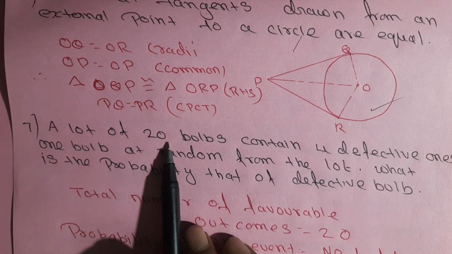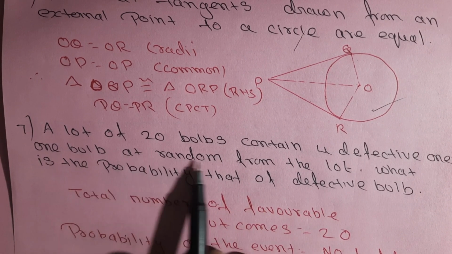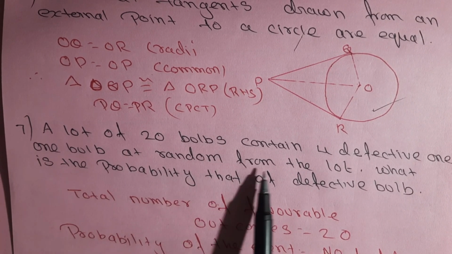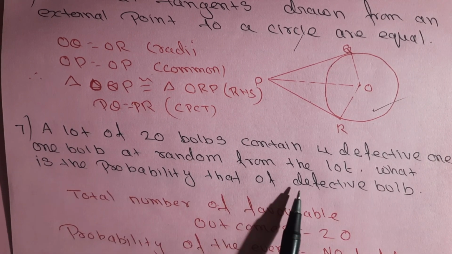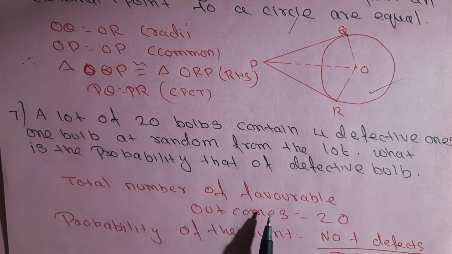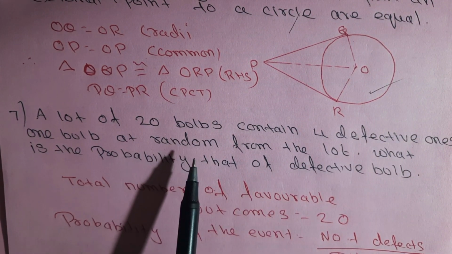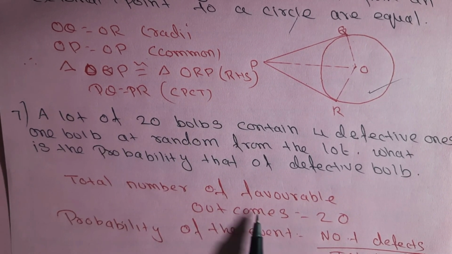So out of the 20 bulbs, 4 bulbs were defective. One bulb at random we take from the lot. What is the probability of getting a defective bulb? Now we know it is a probability. Probability means the number of favorable outcomes over the total number of outcomes.